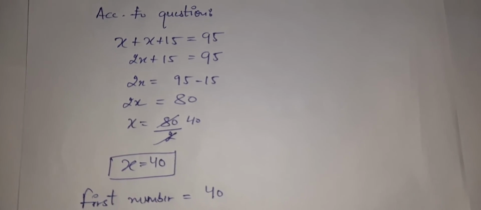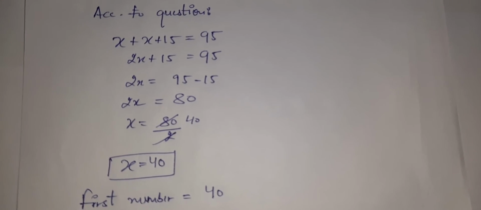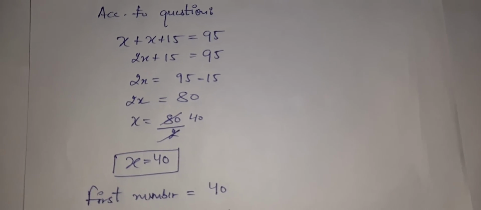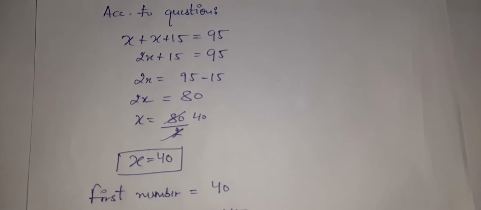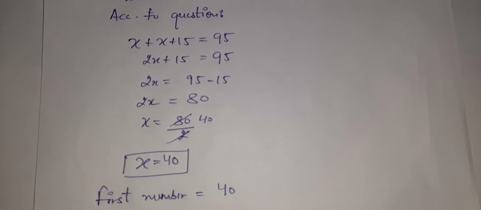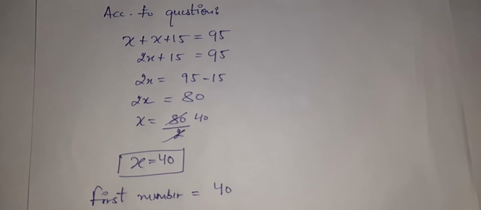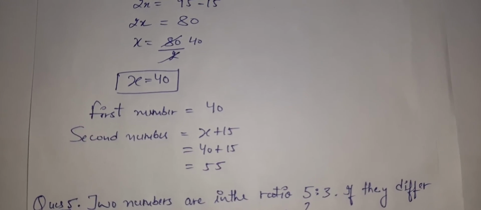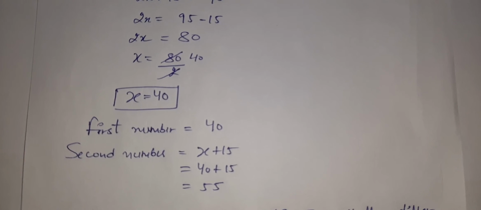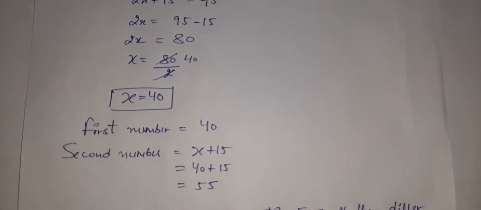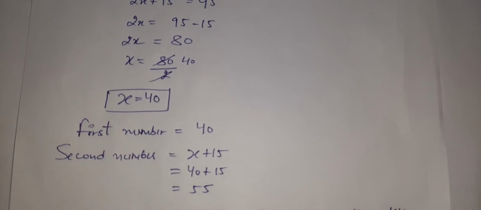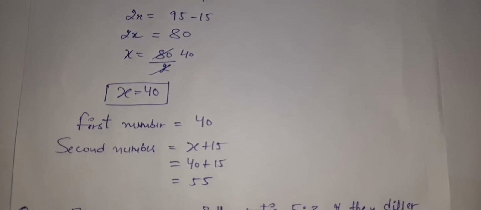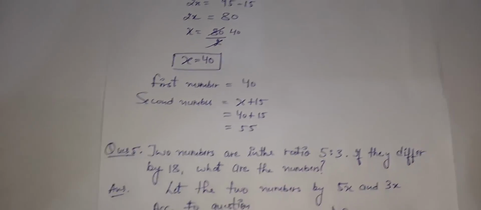I have taken 15 to that side in the negative. 2x is equal to 95 minus 15. 2x is equal to 80. X is equal to 80 upon 2 comes out to be 40. So the first number is 40 and the second number is x plus 15, 40 plus 15, that is 55.